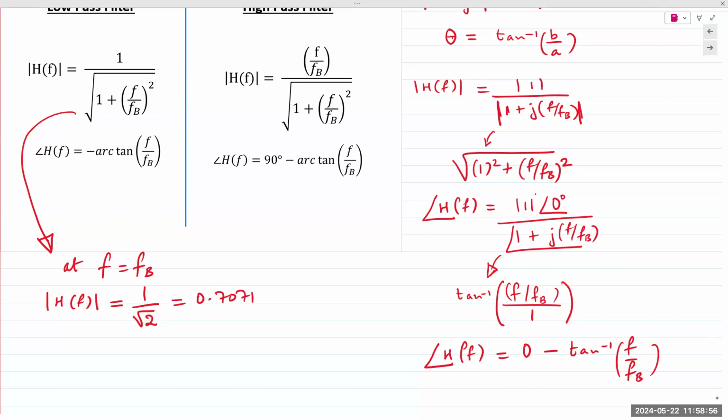If you plug in power here, power P is V squared over R. So (1 over root 2) squared gives you 1 over 2. Hence at the break frequency, voltage drops to 70%, but the power drops to 50%.